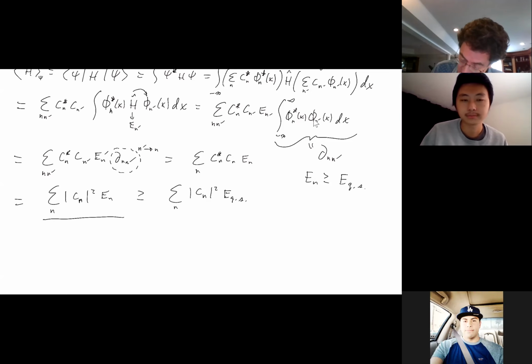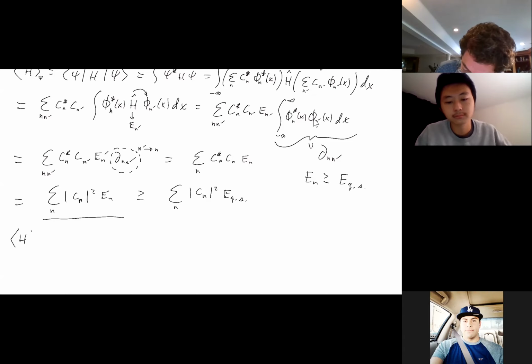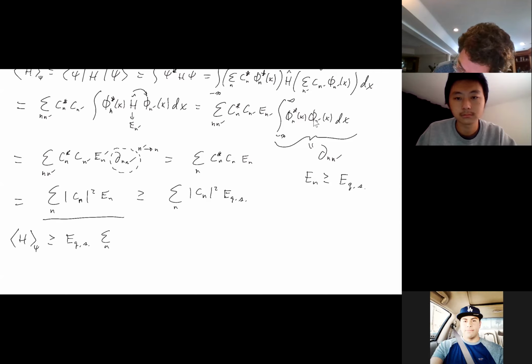But this means then that, remember, what we were calculating was the expectation value, and that means it's greater than or equal to, and I'll bring the ground state energy out front, and it's going to be the sum over n of |c n| squared. But what's the sum over n of |c n| squared? 1, because they're probabilities. Yeah, exactly.